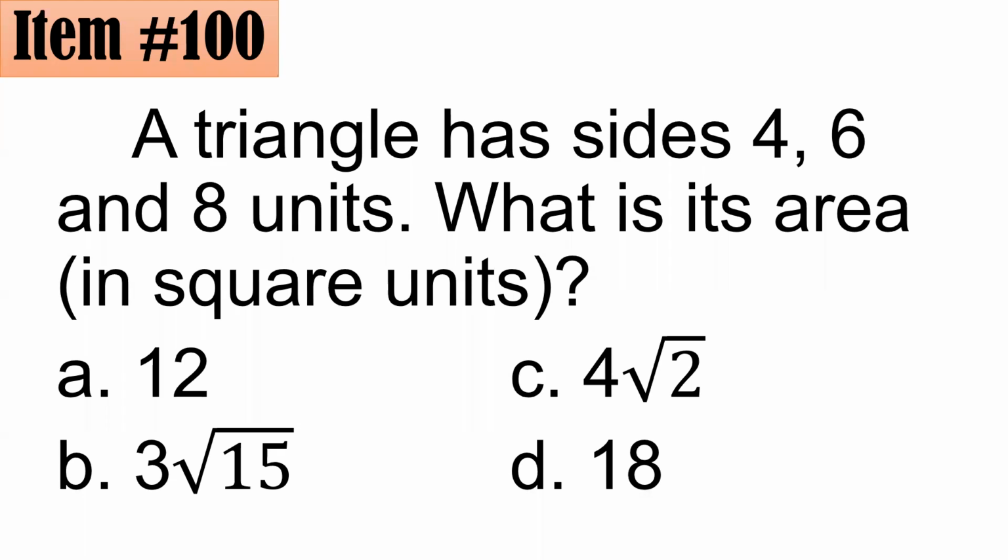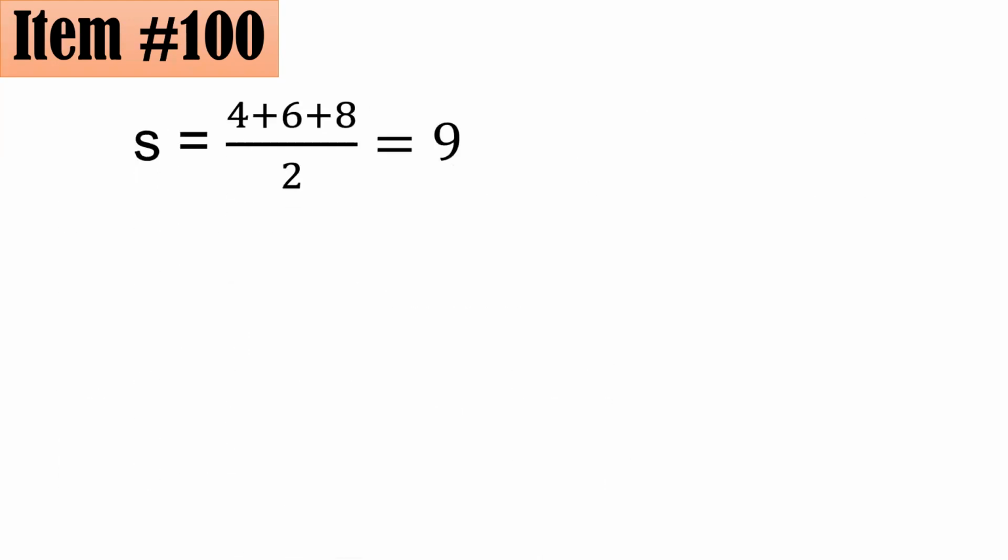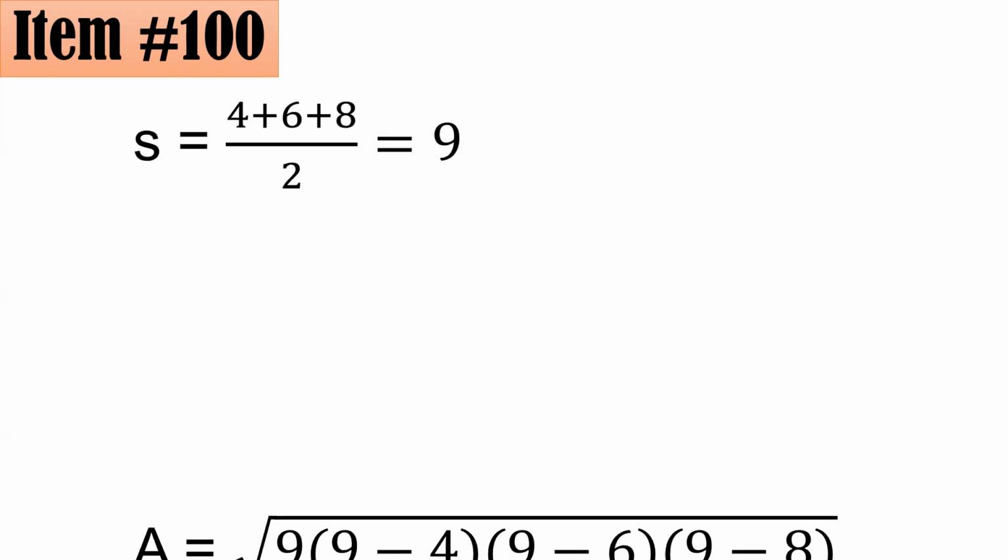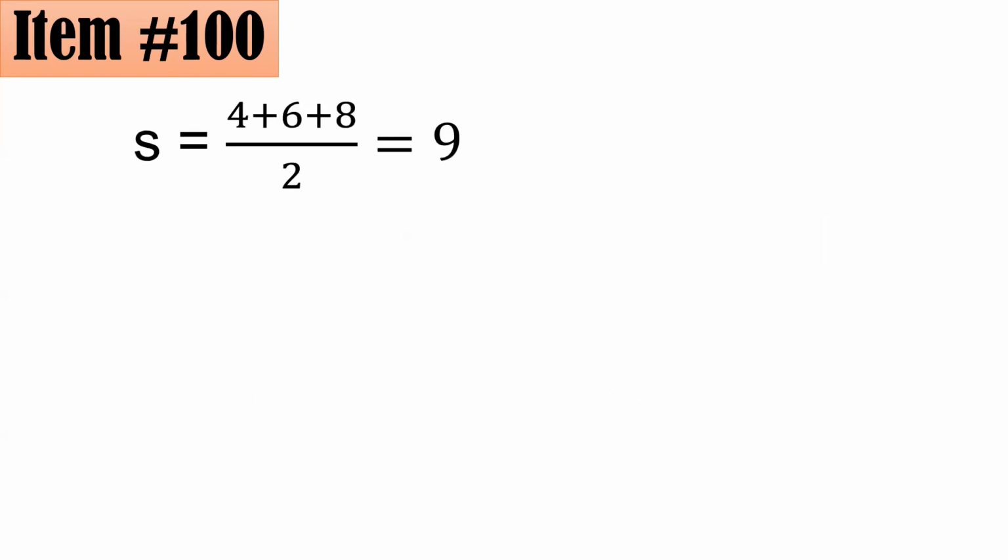So since we are given the three sides, no, and I believe you would agree with me, this is not a right triangle. So it's better to use what we call Heron's formula. And for Heron's formula, first, we need to get the semi-perimeter of your triangle. When we say semi-perimeter, it is the perimeter divided by 2. That's why 4 plus 6 plus 8 divided by 2 gives us 9.